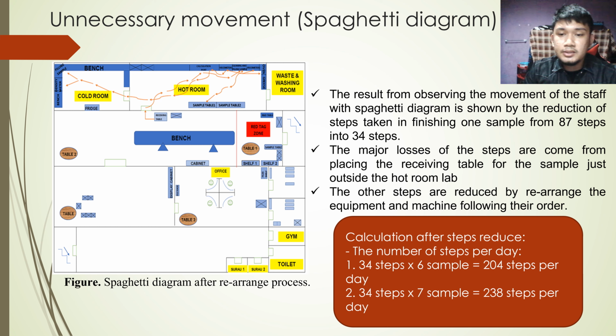The major losses of steps come from placing the receiving table for the sample just outside the hot room lab. The other steps are reduced by rearranging the equipment and machines following their order. While the calculation shows the steps after are reduced to below 300 steps per day, compared to before, which is over 500 steps per day.